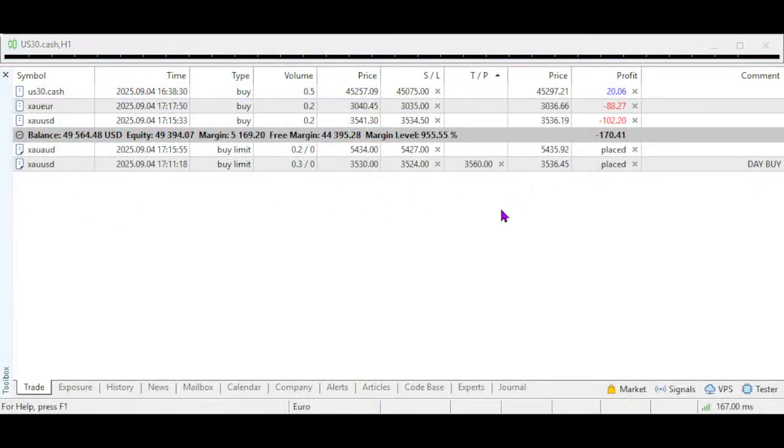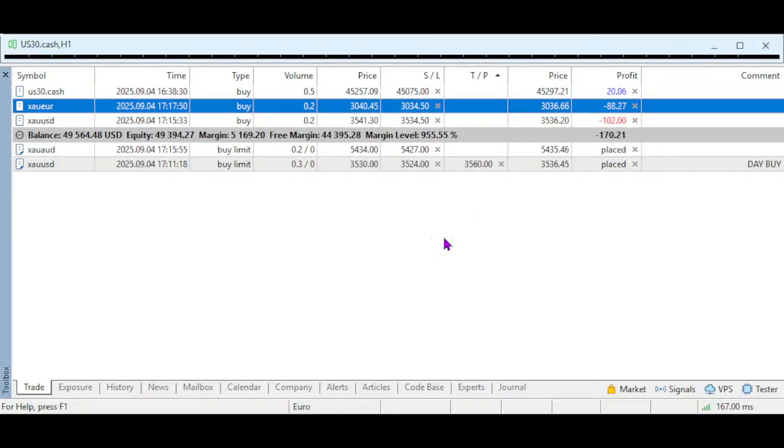So maybe this one also, the stop I want to reduce by 50 cents. So I'm putting it the same level, and let's see how this goes.